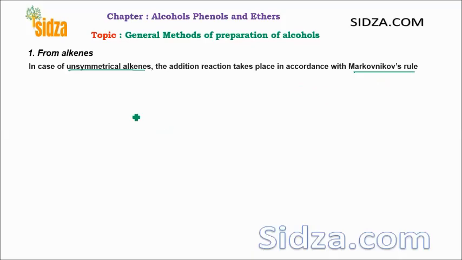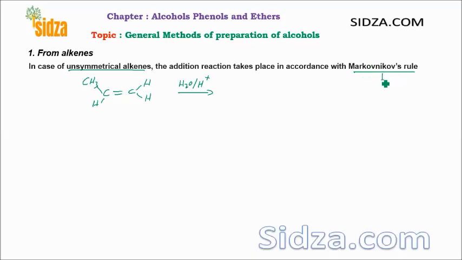So let's take here an example. If you have a carbon-carbon double bond that is asymmetrical, it means it has different substitutions. Suppose this carbon has two hydrogen atoms and this carbon has one methyl group and a hydrogen atom. Now this is an asymmetrical alkene. And when we do the hydration of this asymmetrical alkene by adding water in acidic medium, the addition follows Markovnikov's rule.